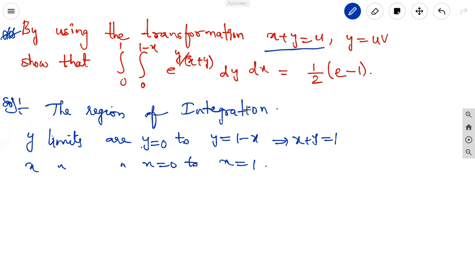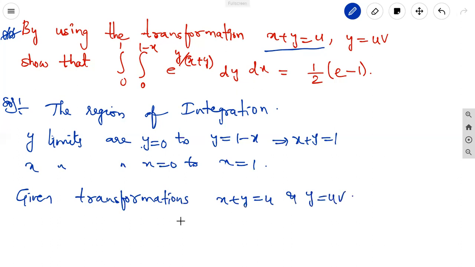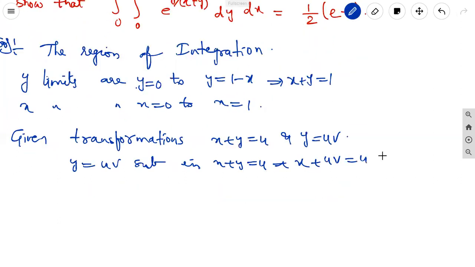Okay, here, the given transformations are x plus y equal to u and y equal to uv. Here, y equal to uv substitute in x plus y is equal to u. From this, x plus uv equal to u. Here, x equal to u minus uv, then x equal to u into 1 minus v.